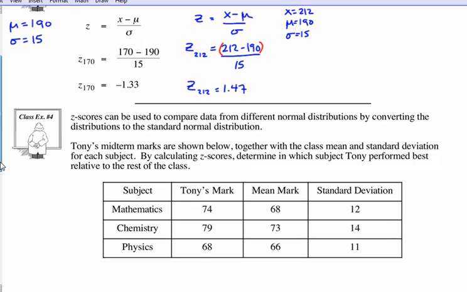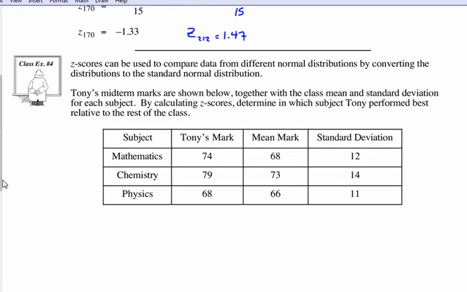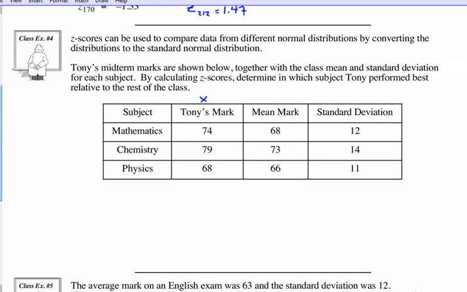Okay, let's try some more. Tony's midterm marks are shown below, together with the class mean and standard deviation for each subject. By calculating the z-scores, you can determine which class he's actually doing better in compared to his classmates. So here's his mark for each one, the mean for each one, and the standard deviation for each one. So first, let's find the z-score for math.